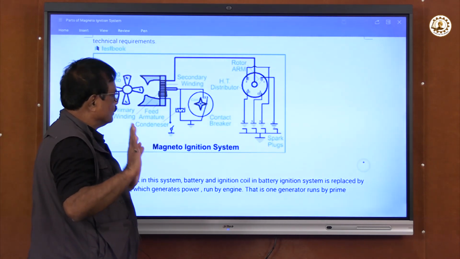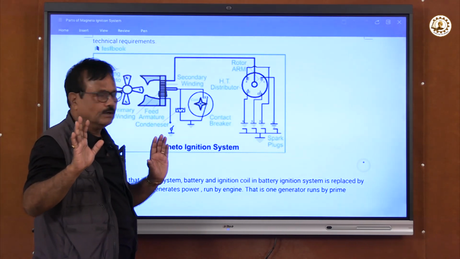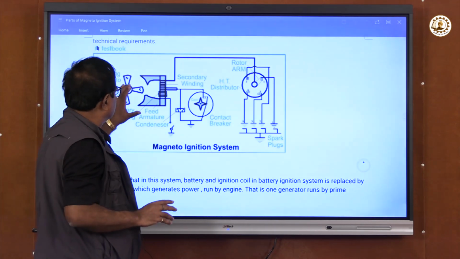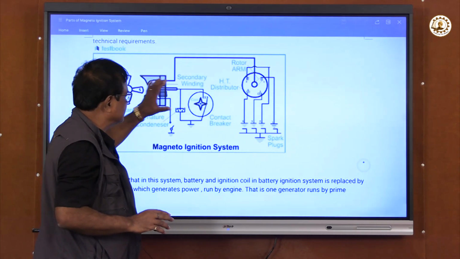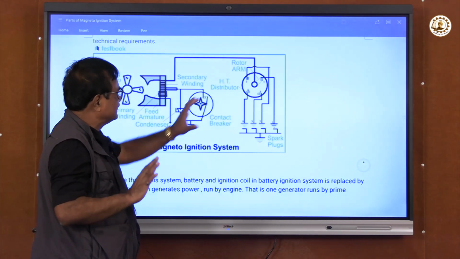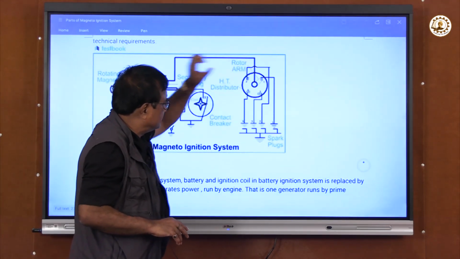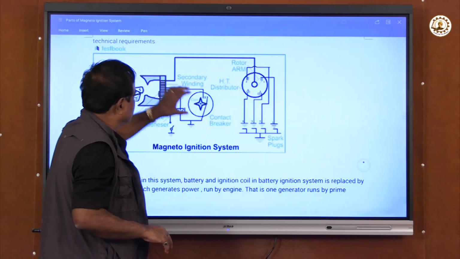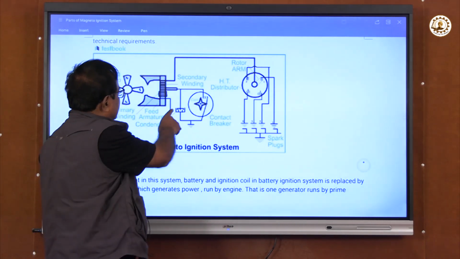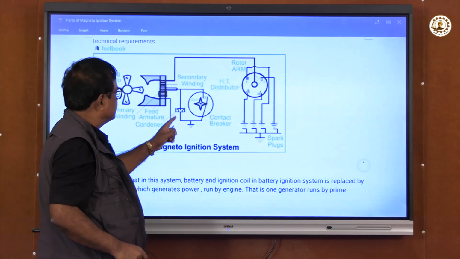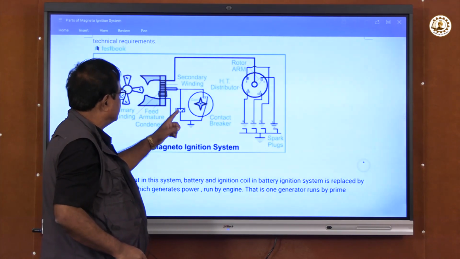Now you saw the previous lecture where I showed you the battery ignition system. Now we are showing you the magneto ignition system. Same thing. This figure is something different, but the distributor was also there, the spark plug was also there, the cutout was also there. Now you will see in the cutout there is a condenser. Why is this condenser there?